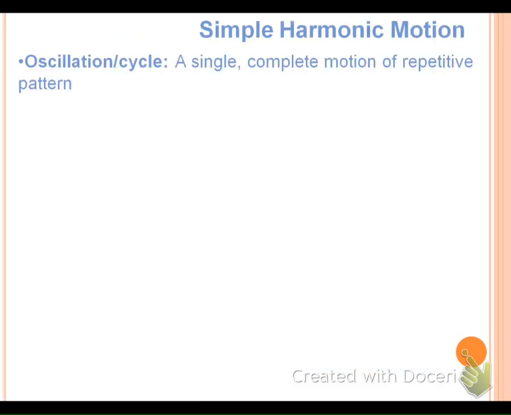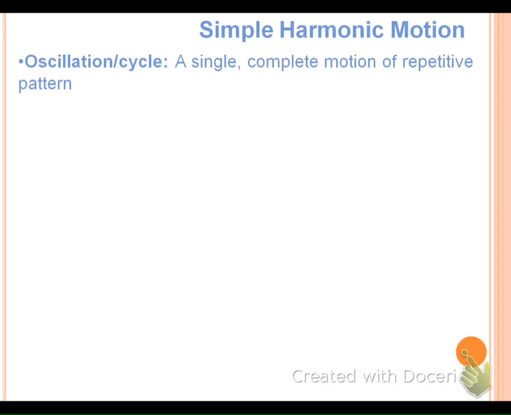All right, we're going to talk about quite a few definitions that have to do with this chapter. So the first one is what we call an oscillation or a cycle. It's a complete back and forth motion. These definitions and terms are going to be used a lot in this chapter, so it would be good if you had them down. Or if you already know what they are, great. But you need to understand this terminology as we go through the chapter. So an oscillation, or sometimes your book calls it a cycle, is one complete motion of a repetitive pattern. So basically one complete back and forth motion.